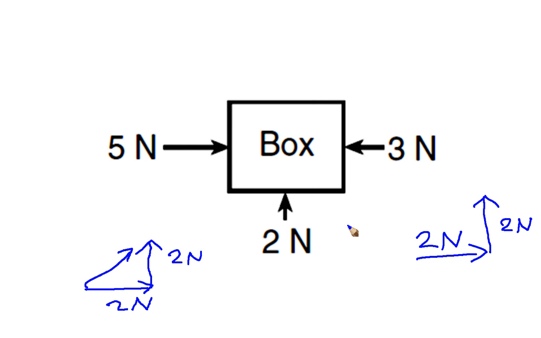So this box is going to start moving. It's actually going to start speeding up to the left and to the right, meaning it's going to end up moving off in this direction. And we can work out the size of the force if you do your Pythagoras, where you take 2 squared plus 2 squared and square root the answer.